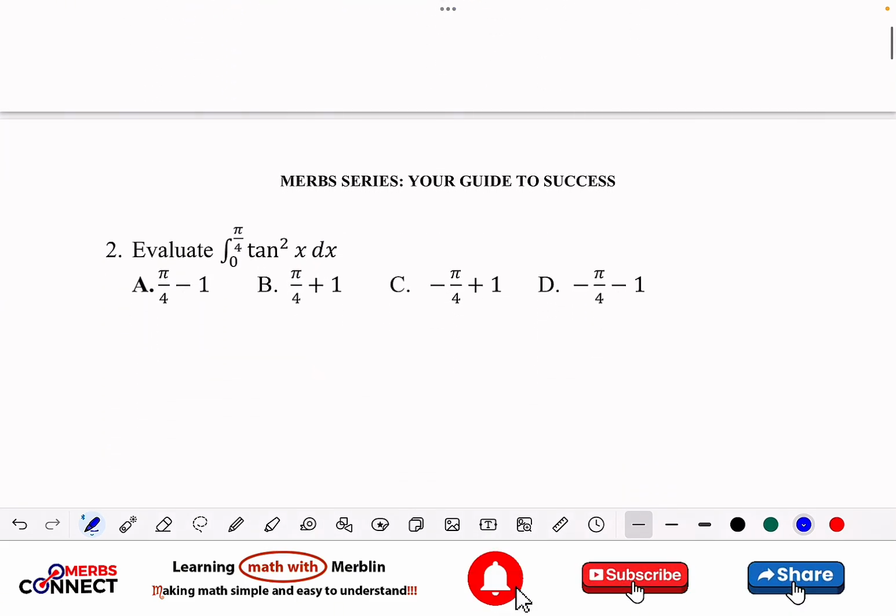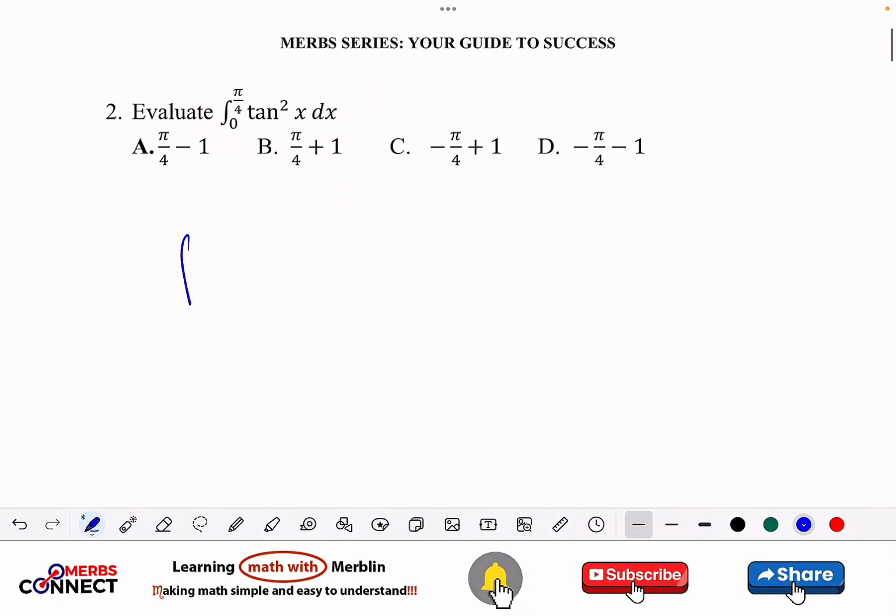Let's look at question 2. So question 2, we want to integrate this, right? We want to integrate from 0 to pi over 4 of tan squared x dx. I don't know the exact integration of tan squared x. So this one you might think of maybe integration by substitution, but I have a better way. What's the better way here?